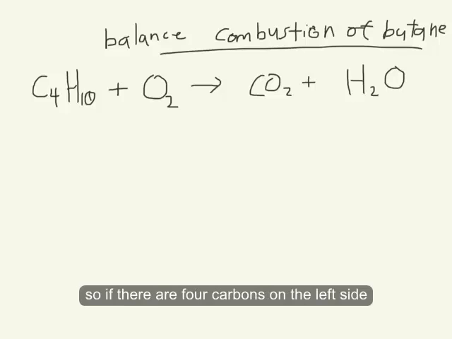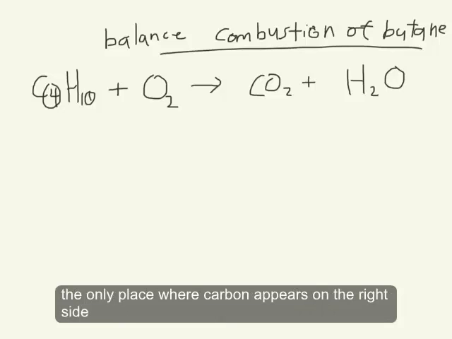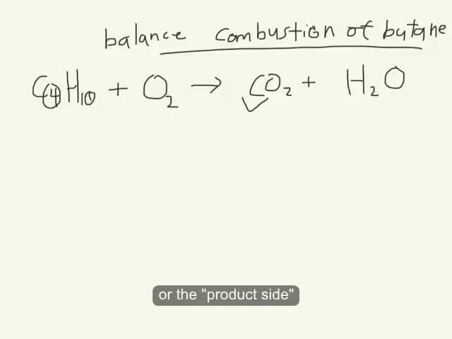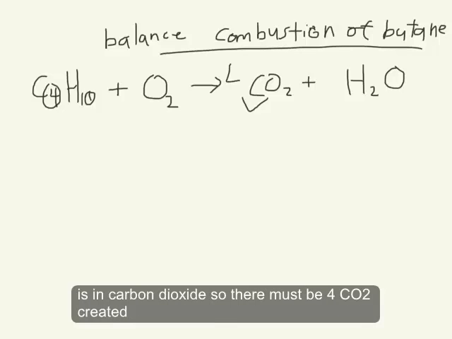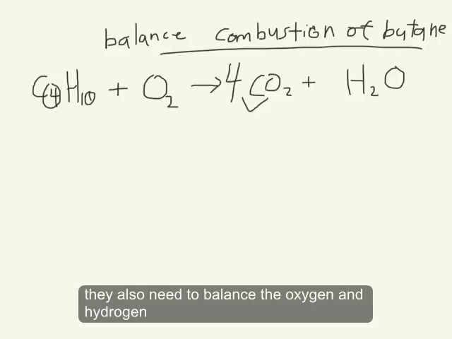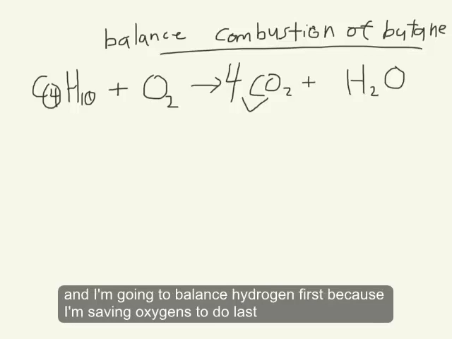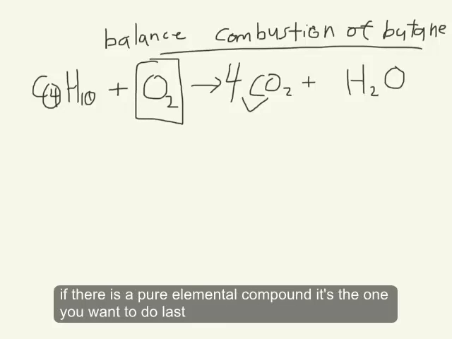So if there are 4 carbons on the left side, there must be 4 carbons on the right side. The only place where carbon appears on the right side, or the product side, is in carbon dioxide, so there must be 4 carbon dioxides created. We also need to balance the oxygens and the hydrogens. And I'm going to balance hydrogen first because I'm saving oxygen to do last. If there's a pure elemental compound, it's the one you want to do last.